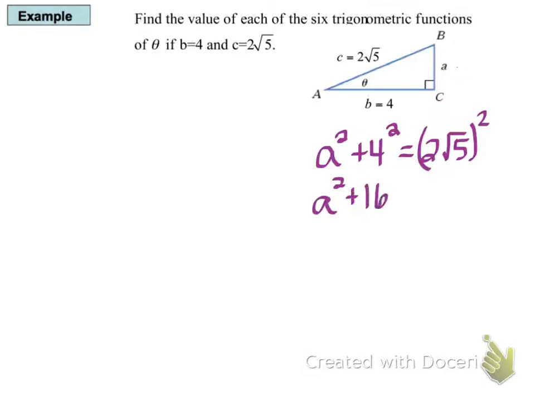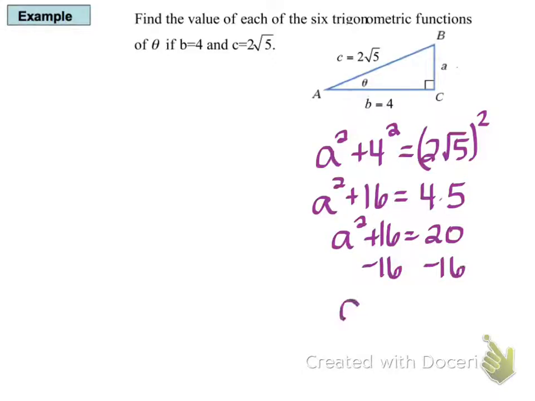A squared plus 16 equals, now this is going to become 4 times 5, which is 20. And we'll subtract 16 from both sides. So a squared is 4, and when we square both sides, a is going to be 2. So now we have our missing side of our right triangle. A is 2.